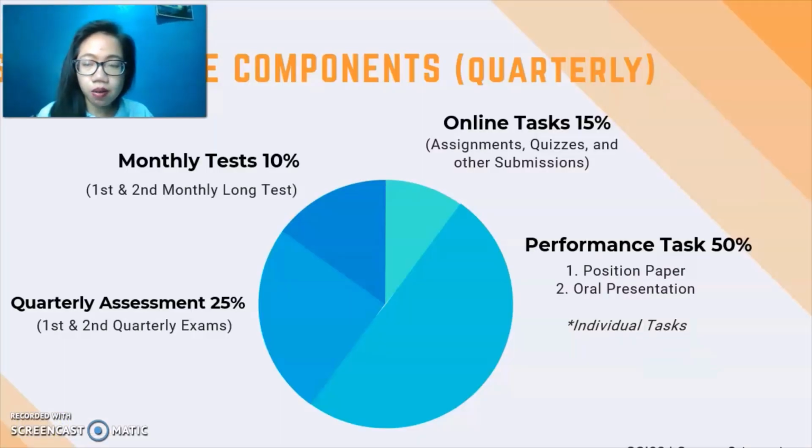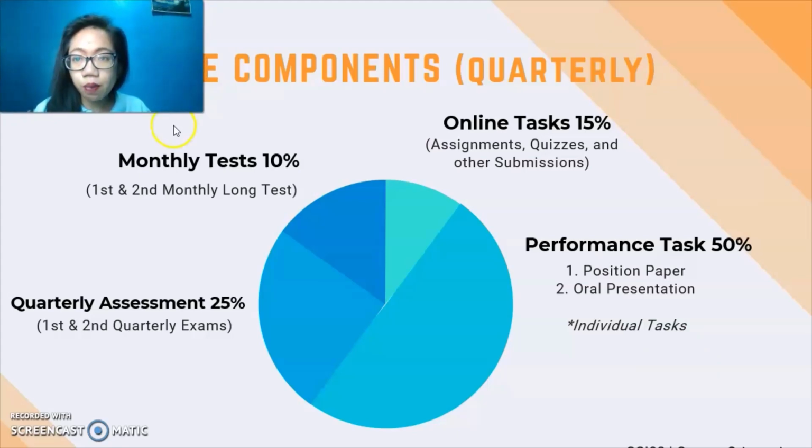Okay, so let's discuss your grade components. So SCI03 grade components. This is per quarter, because again, as I said, we will have a separate computation for the first quarter and second quarter. So for the monthly tests, that's 10%. Quarterly assessment is 25%. Online tasks, so anything that I ask you to submit, assignments, quizzes, and other activities will be 15%. Then for your performance task, it's 50%.